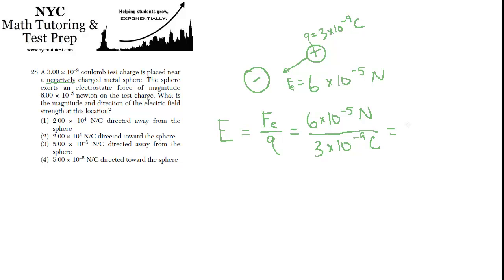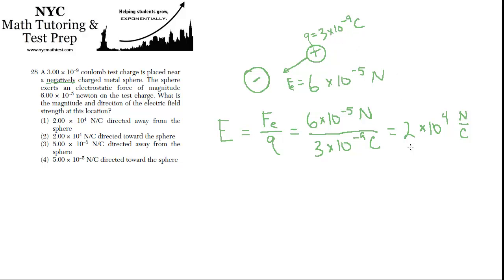And 6 divided by 3 is 2, and 10 to the negative fifth divided by 10 to the negative ninth is 10 to the fourth. And the units are newtons per coulomb. So newtons are force, coulombs is charge. The reason it describes a field strength is because the field has a magnitude of so many newtons per coulomb. So it exerts force on this charge based on how strong it is and based on how charged that test charge is.